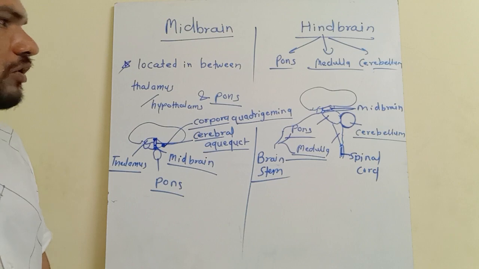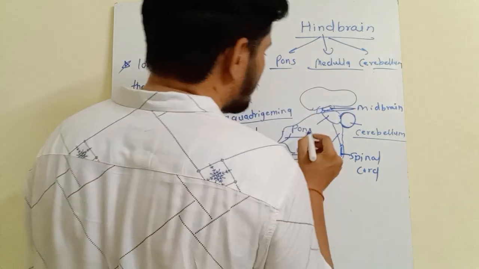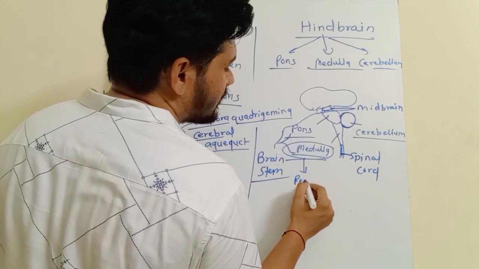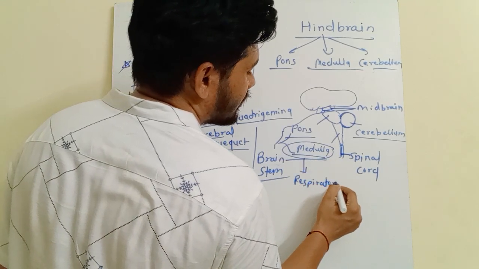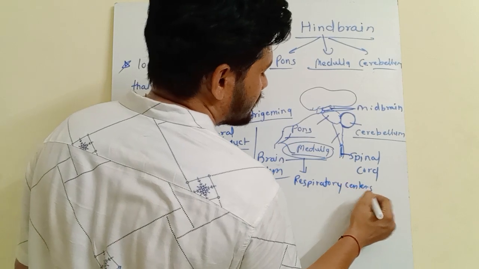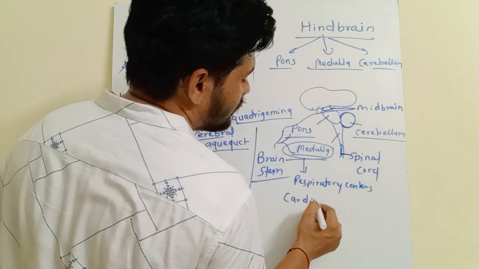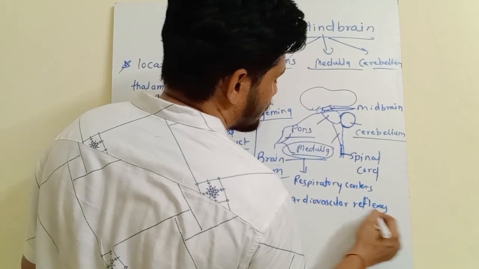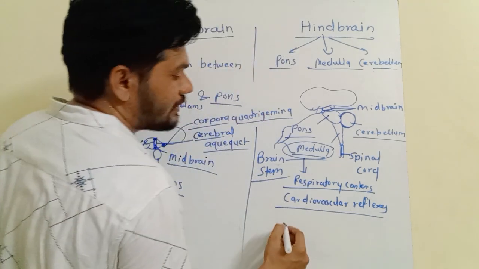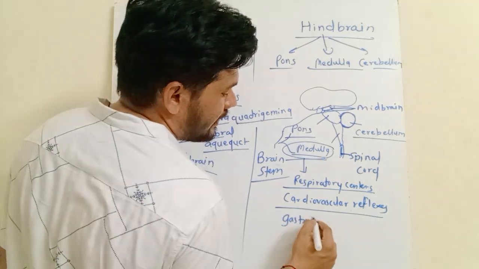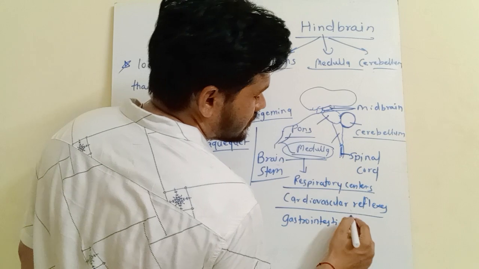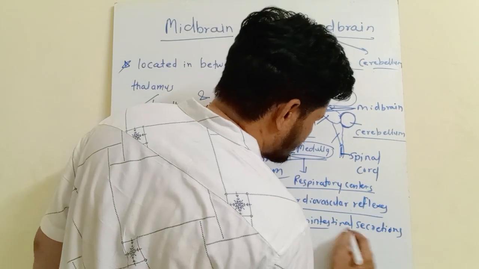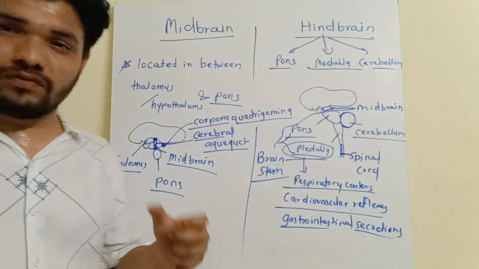Then what is the function of all three parts of the hindbrain? First of all, medulla has respiratory centers, and cardiovascular reflexes, respiratory system, then gastrointestinal secretions. All these are the functions of medulla.